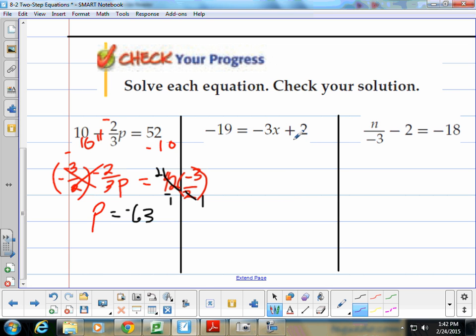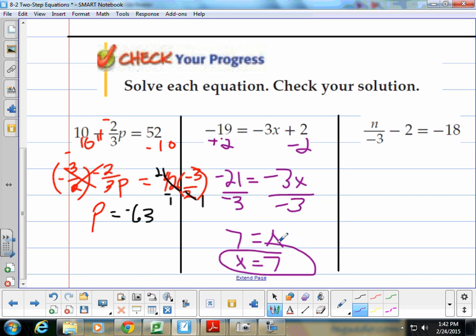Over here, I'm going to undo addition with subtraction. Add the opposite. That's a -21 is equal to -3x. Divide by -3. Negative over negative is a positive, and I would rewrite my answer variable first. Plug it back in to check.